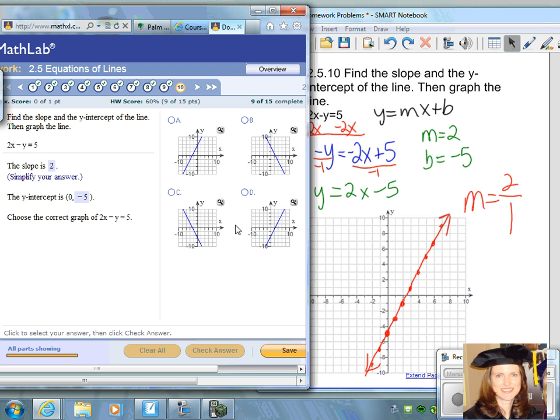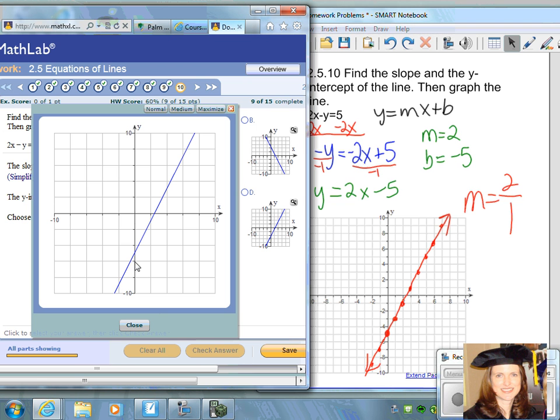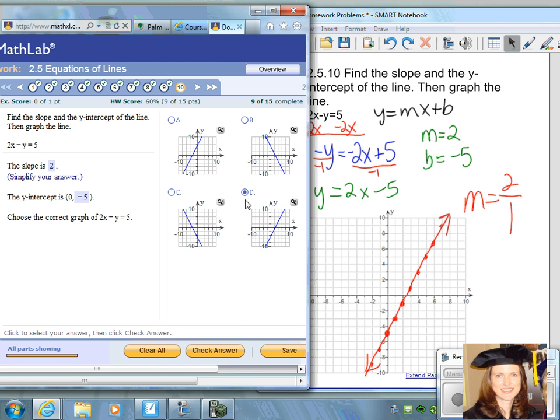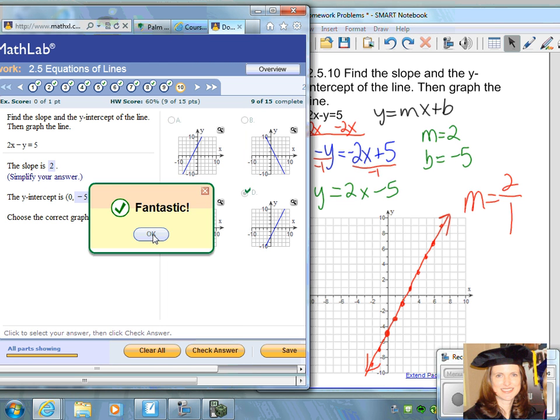Out of all the choices that were given, our graph looks most like choice D, where it looks like it's crossing through negative 5 and it has a slope of 2. Up 2 over 1, up 2 over 1, and so on. So I'm going to choose D. Fantastic.